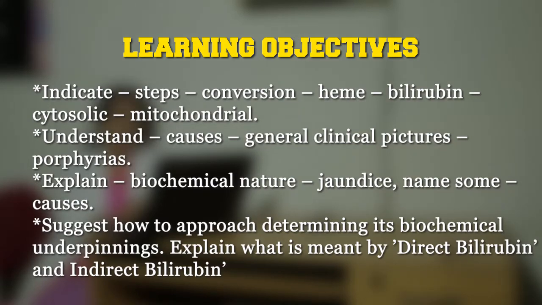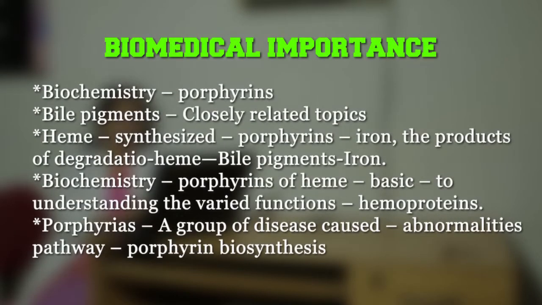And at the end of this session everyone should know how bilirubin is metabolized, the definition of jaundice, the different types of jaundice, and the approach for determining its biochemical underpinnings. Coming to the biomedical importance, everyone should know the biochemistry of porphyrins, the bile pigments, how heme is synthesized in the different steps, and porphyrins and iron.